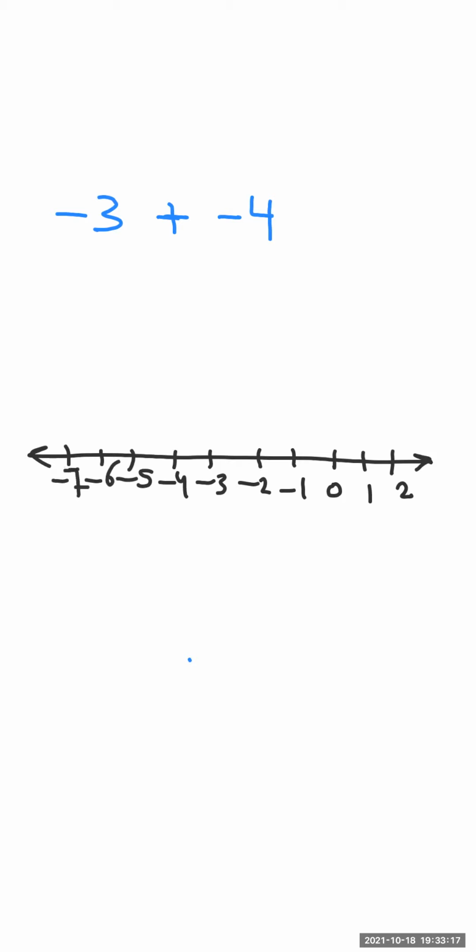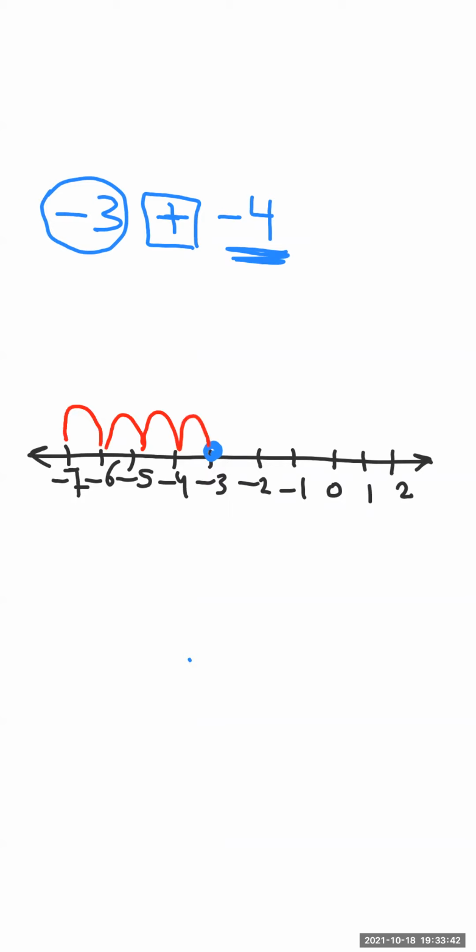So here I have to start from -3. So what is -3 on the number line? Actually, this point. So plus -4. So now 4 on the negative direction. So this means 4 movements to the left on the negative direction, like that. 1, 2, 3, 4. So we will find that the answer is -7. And actually, -3 plus -4 equal -7.